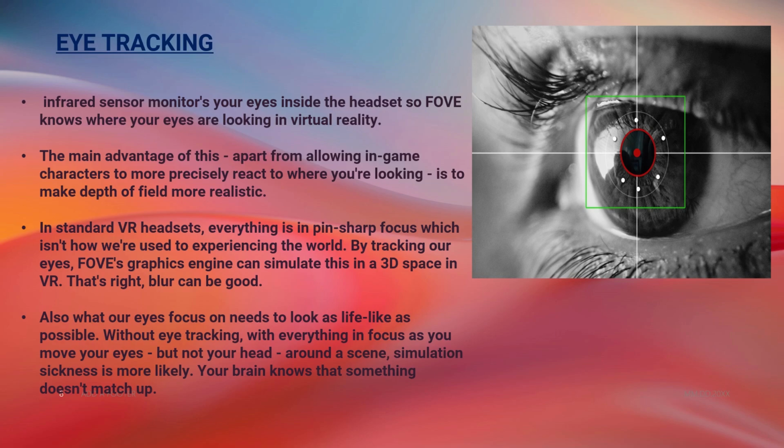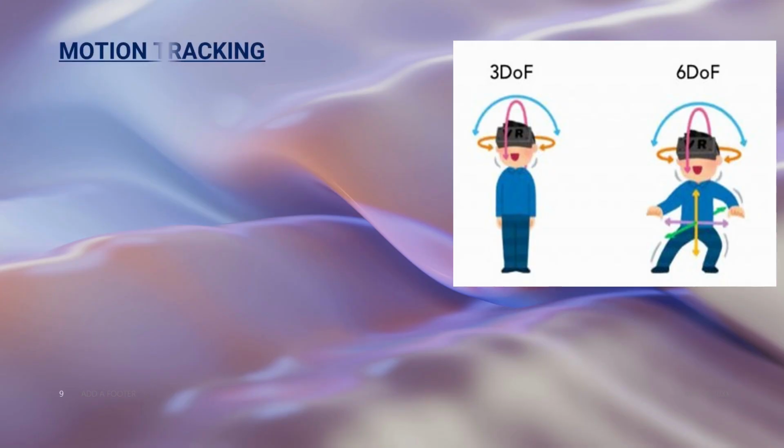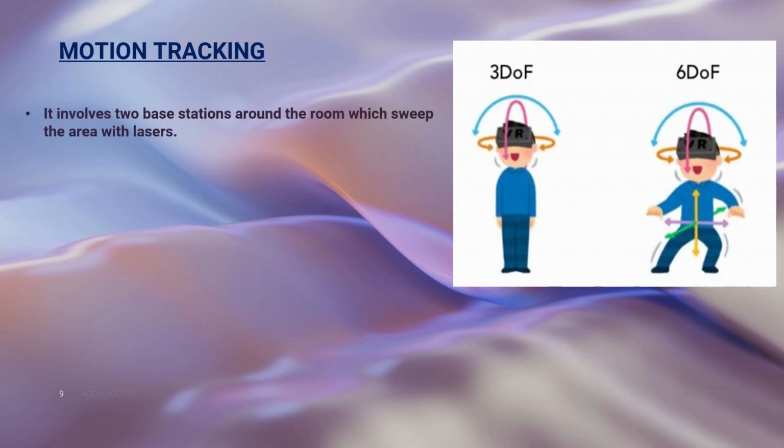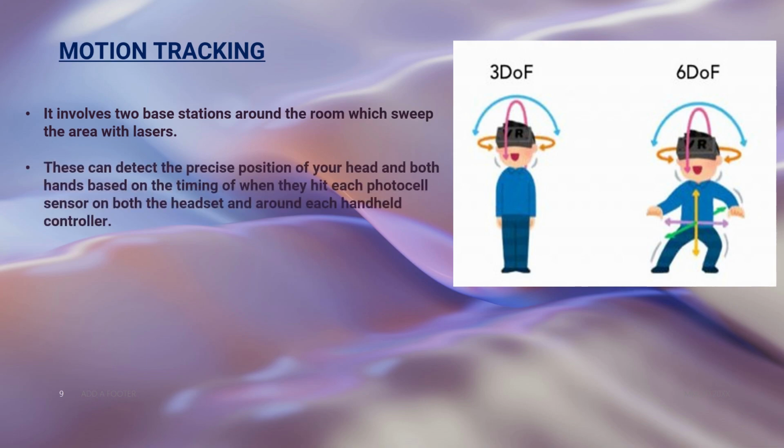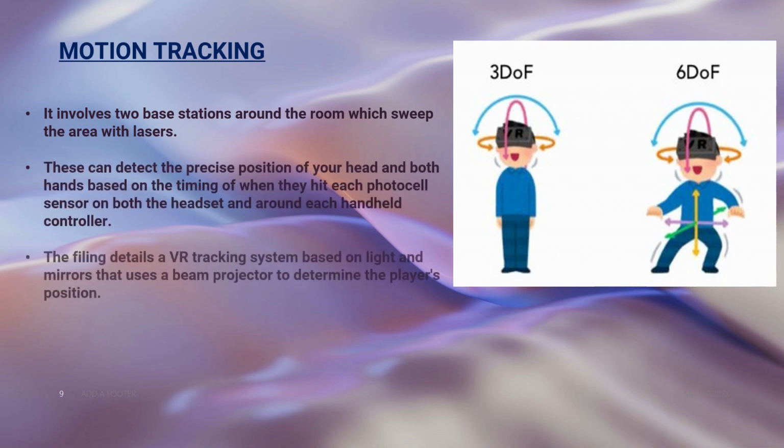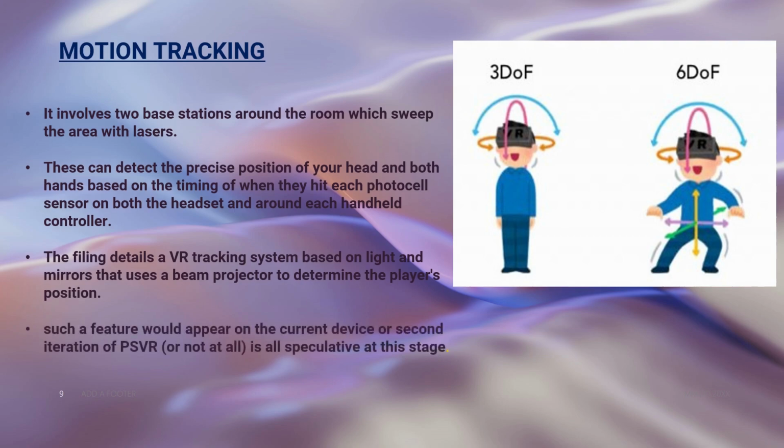The next and final piece of these tracking technologies is motion tracking. It is pretty similar to Valve's Lighthouse positioning tracking system and HTC's controller for its Vive headsets. It involves two base stations around the room which sweep the area with lasers. These can detect the precise position of your head and both hands based on the timing of when they hit each photocell sensor on both the headset and around each handheld controller.